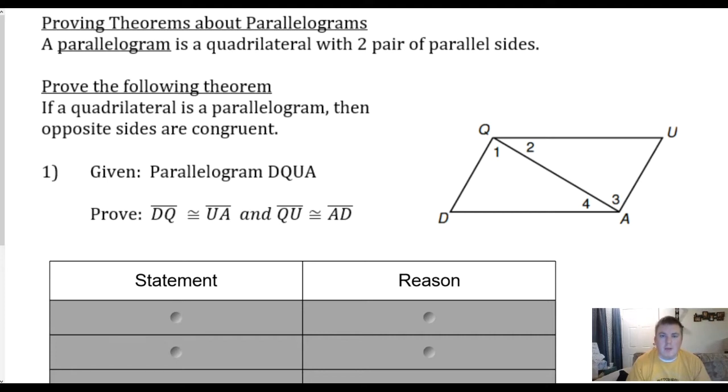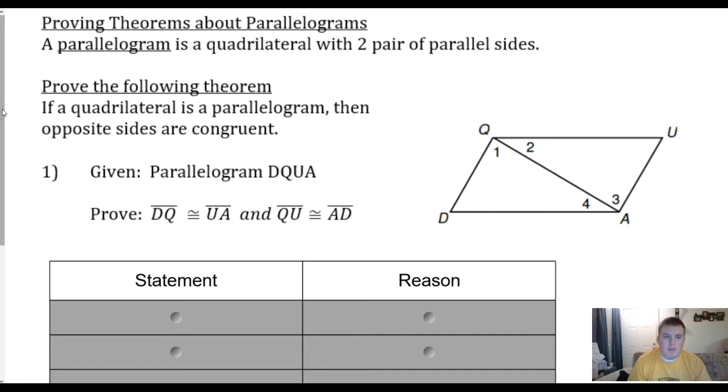Alright, so the first theorem we're going to prove in this series is that if a quadrilateral is a parallelogram, then opposite sides are congruent. So we are given parallelogram DQUA, and we're asked to prove that DQ is congruent to UA. And yes, there was a typo on your sheet. If you have the original version, there was AU. Now we're switching it to UA just so the parts line up. And then QU is congruent to AD, and that gives us a nice little diagram to refer to.